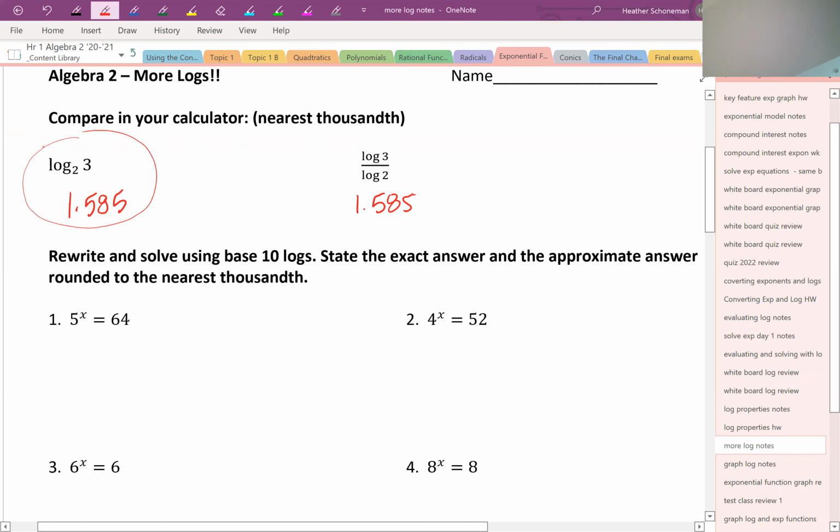Okay? Well, not to sound old-fashioned, but way back in the day, this was not an option in your calculator. The calculator was only able to do base 10s. So if this was what we needed, log base 2 of 3, you can rewrite it as base 10 of log 3 over log 2.